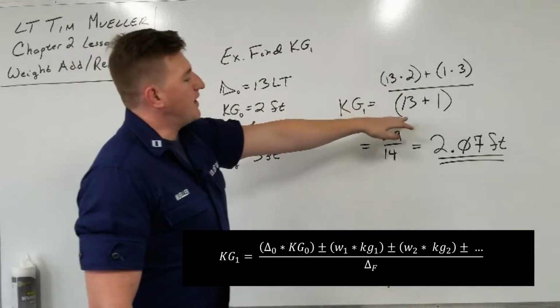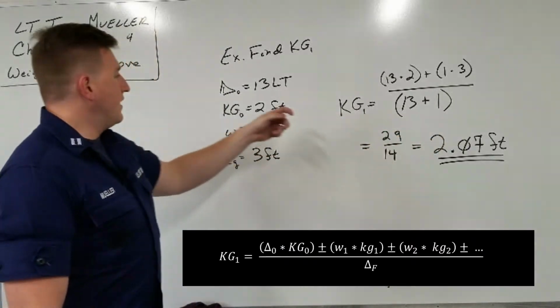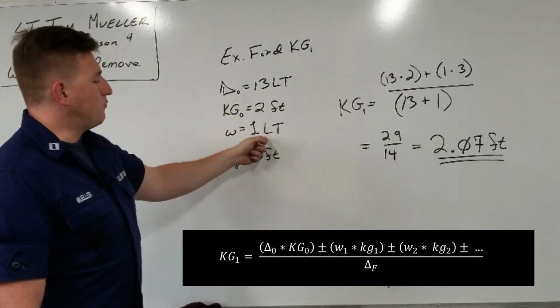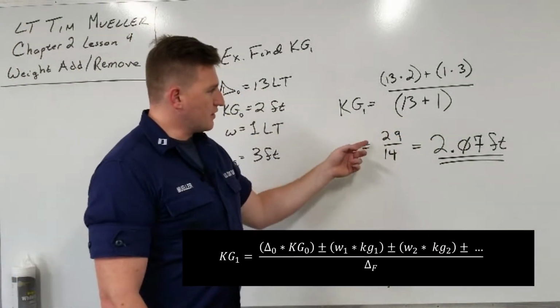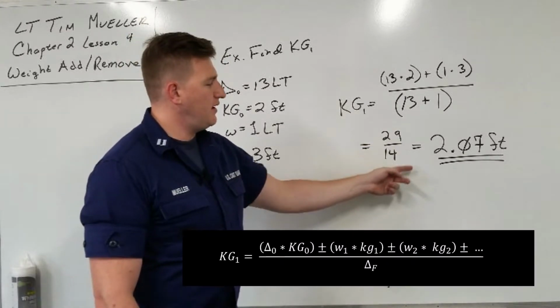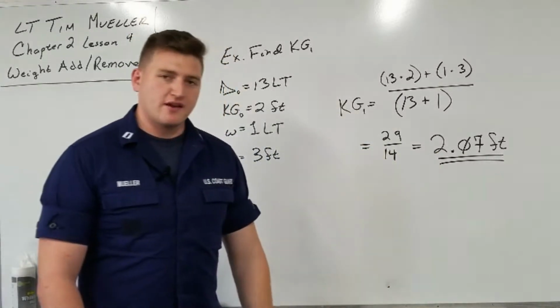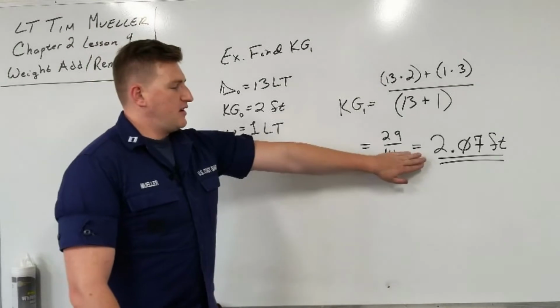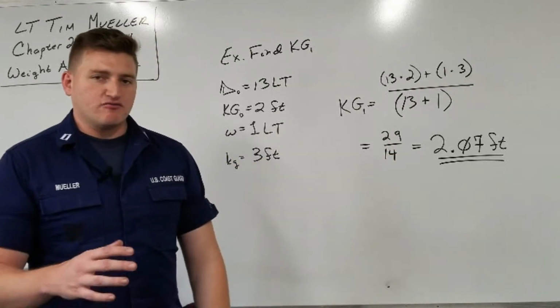Then we divide it by the total mass of the final system, which is going to be 13 long tons plus 1 long ton. It's going to give us 29 divided by 14, or 2.07 feet. Once again, you're going to have answers right in this range.